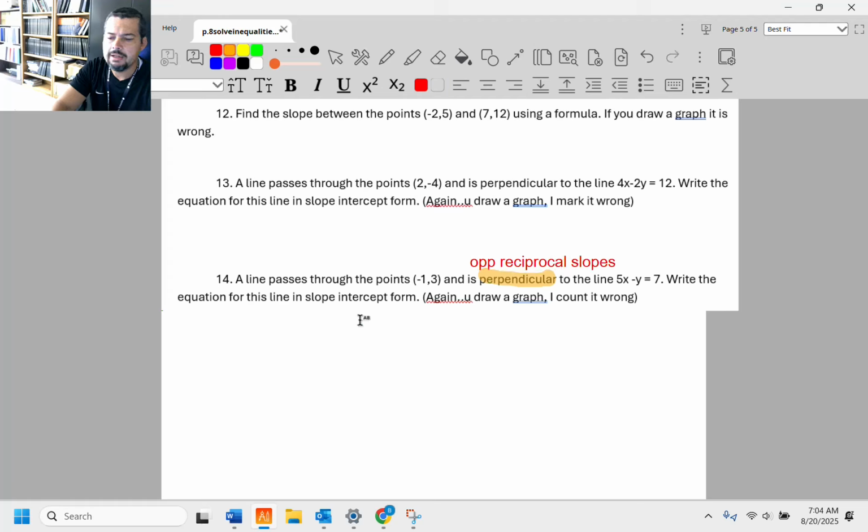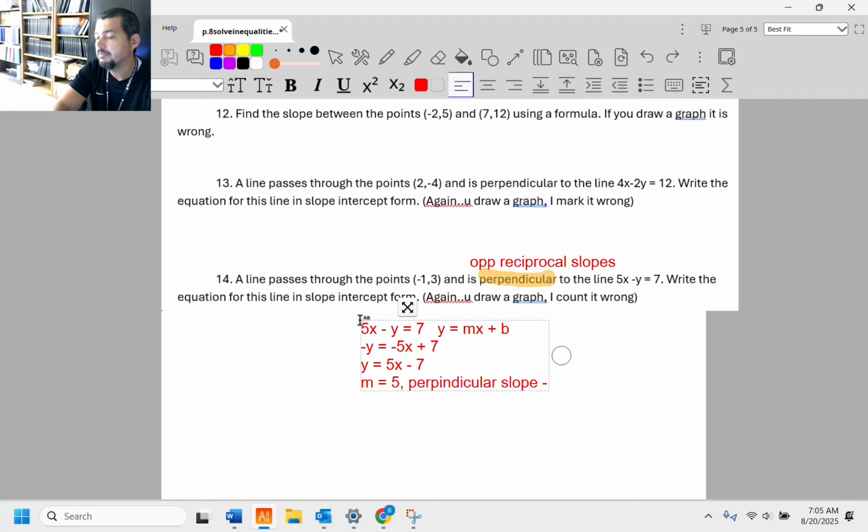So, I've got a line given to me. It's 5x minus y equals 7. I'm supposed to be perpendicular to it. So I'm going to make this thing look like y equals mx plus b, because I can steal slope from y equals mx plus b. So to do that, I move the 5x to the other side. And again, if I'm going too fast for you, just slow the video down. And then I'm going to divide out the negativity. And I realize that it has a slope of 5. Okay? So the perpendicular slope is the opposite reciprocal, which is -1/5.